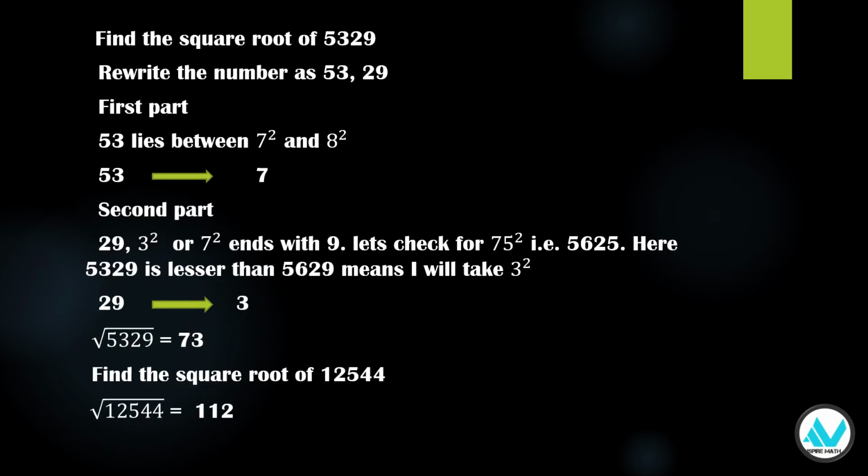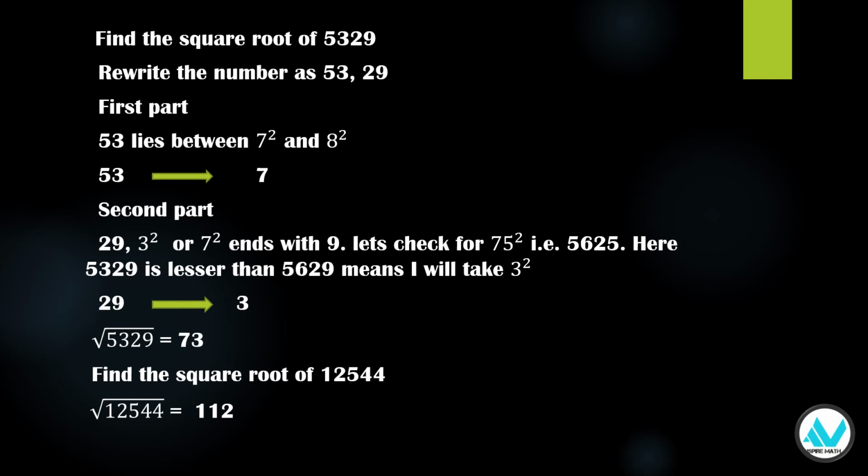Now let us see a few more examples. Find the square root of 5329. Now as usual we are going to write this number as groups of 2's. So here for the first part I am going to write 53 and for the second part it's going to be 29. Now for the first part 53, it lies between 7 square and 8 square because we know that 7 square is going to be 49 and 8 square is going to be 64. Surely I cannot take 8 square because 64 exceeds my number 53. So for the first part the answer is going to be 7.